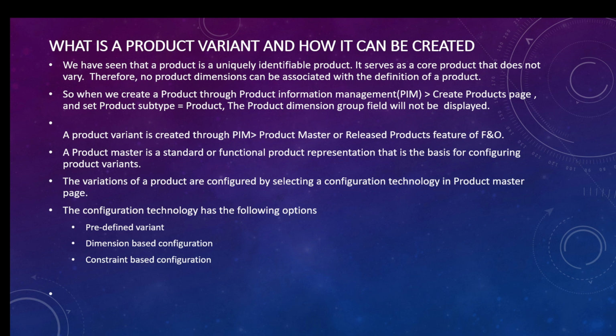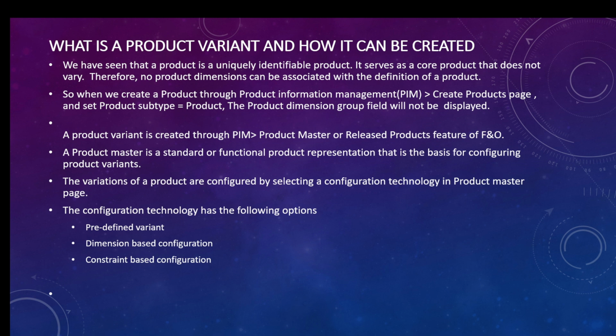What's a configuration technology? I'll discuss that very soon. A configuration technology is nothing but how you want to configure a product master. And there are three different ways to configure a product master. What are they? The different configuration technologies supported by F&O are a predefined variant, dimension-based configuration, and a constraint-based configuration.